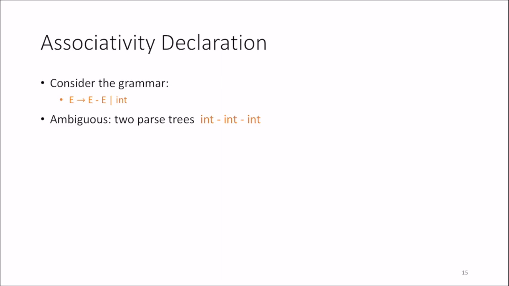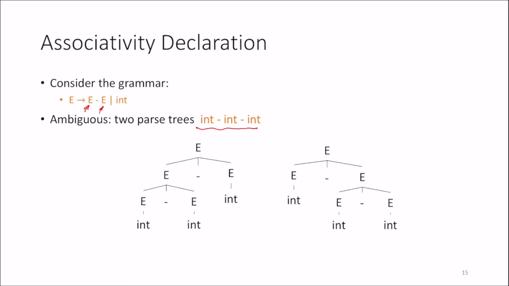So let's consider this very simple grammar: E goes to E minus E, or int. And int here just stands for an integer constant, not the integer type. So if I give it this input, you can see that it is ambiguous because I can either derive it using left recursion or right recursion. So these are the two different trees I would get.